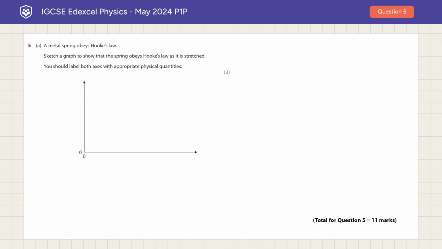Question 5 brings us back to forces and motion, with a spring that obeys Hooke's law. For part A, you need to sketch a graph. You put force on the y-axis and extension on the x-axis. Hooke's law says force is directly proportional to extension, so your graph should be a straight line that passes through the origin.